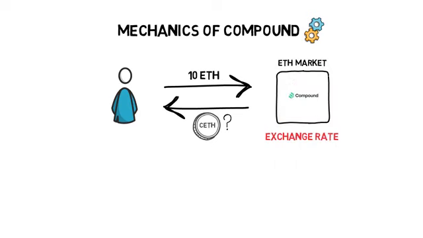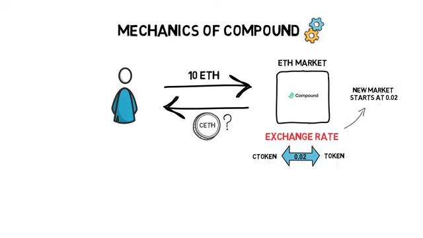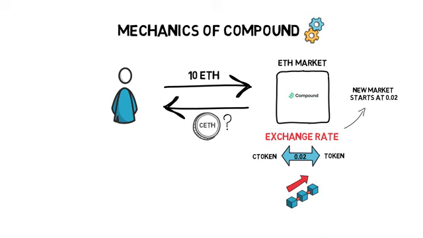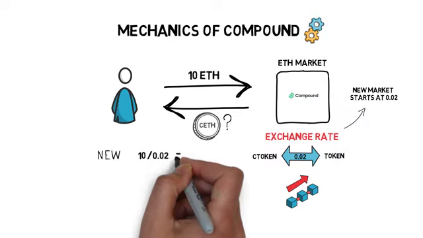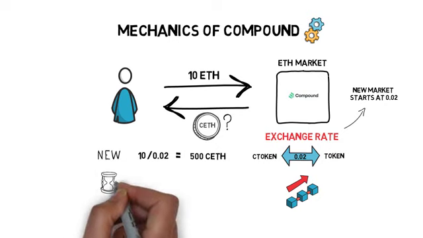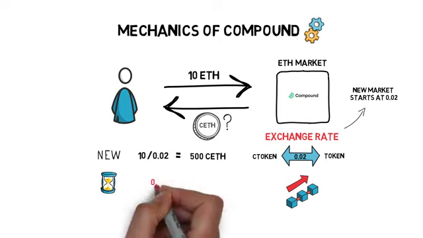When a new market is created, the exchange rate between C tokens and underlying tokens is set to 0.02. This is an arbitrary number, but we can assume that each market starts at 0.02. We can also assume that this exchange rate can only increase with each Ethereum block. If the user supplied 10 ETH when the market was just created, they would have received 10 divided by 0.02 equals 500 CETH. Because the ETH market has been operating for a while, we can assume that the exchange rate is already higher. Let's say it's 0.021.